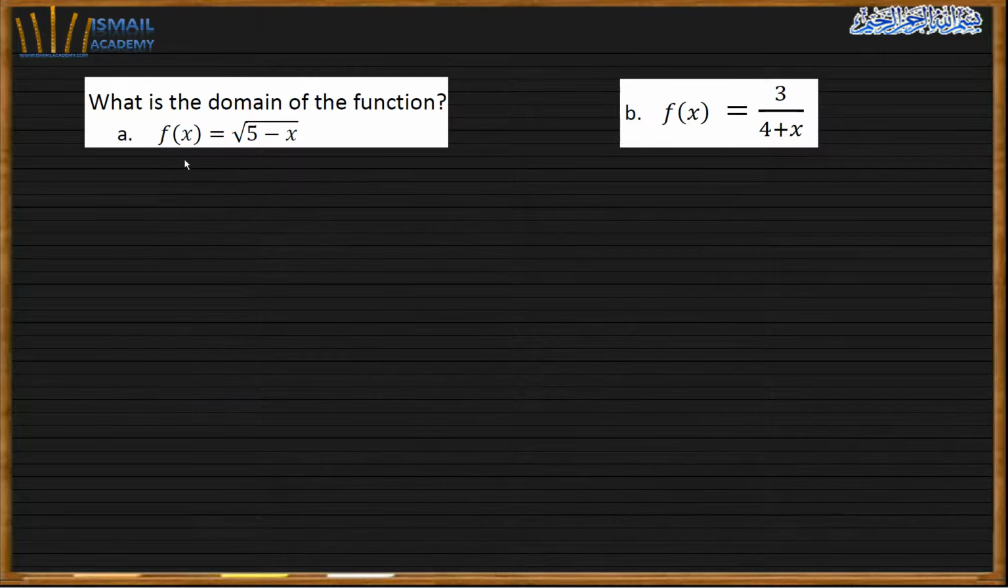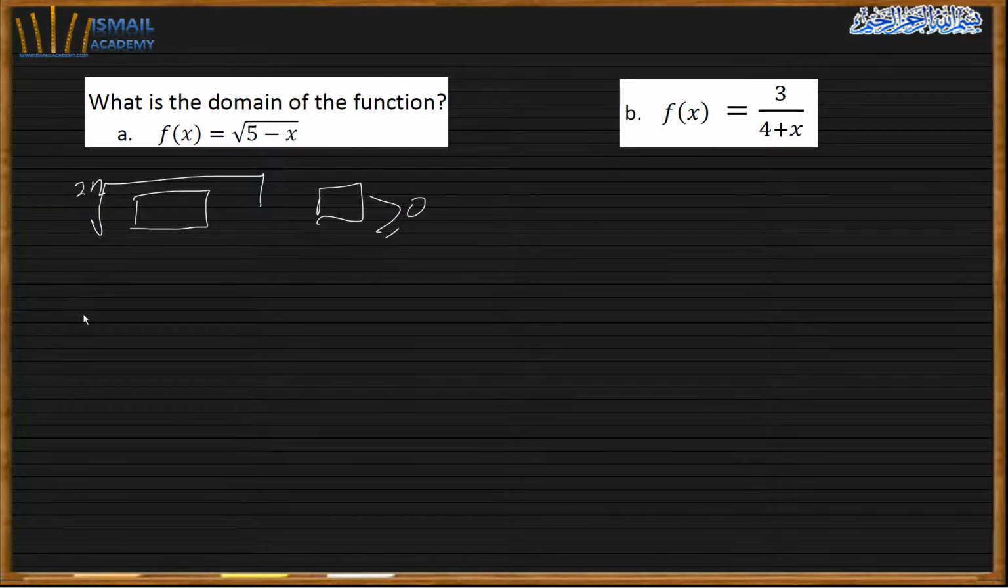Alright, so here they ask me to find the domain. So if the root is even, the inside of the root should always be positive. If I have an even root, the inside should be positive. If the root is odd, like 2n plus 1, for example, the inside can be anything. Positive or negative, it's not going to affect anything. So here we have a square root, that means the root is even, so I need to make the inside positive. So it's like I'm solving an inequality.